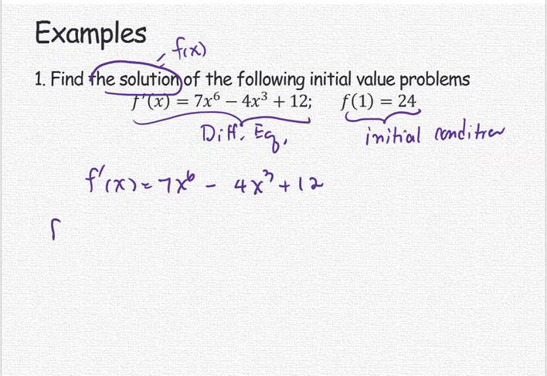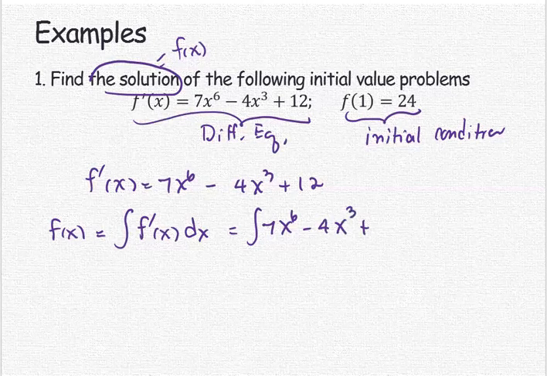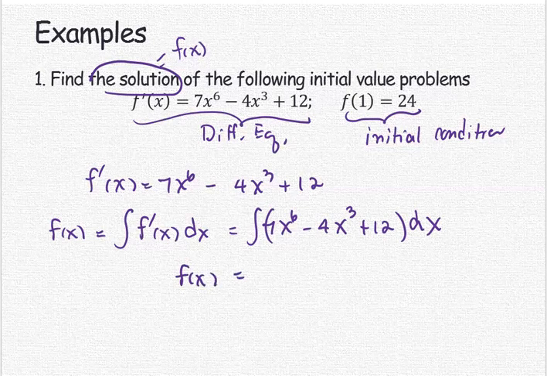To find the function f, f is the antiderivative of f prime with respect to x, which is the antiderivative of 7x to the 6 minus 4 times x to the third plus 12 with respect to x. So we're going to find the antiderivative term by term. The first one has constant multiple 7 and power 6, which is not negative 1, so we use the power rule: x to the power 6 plus 1 divided by 6 plus 1.